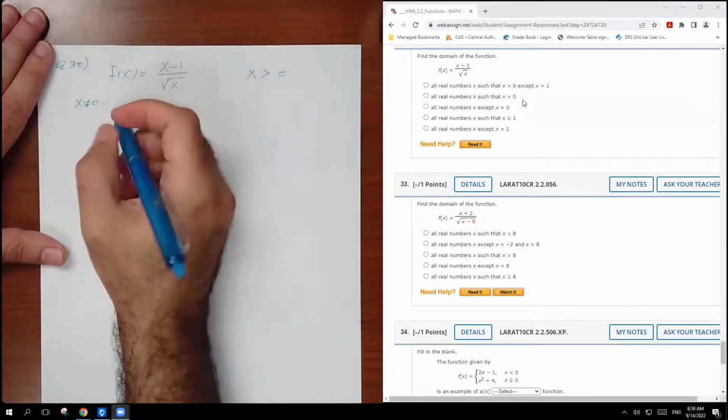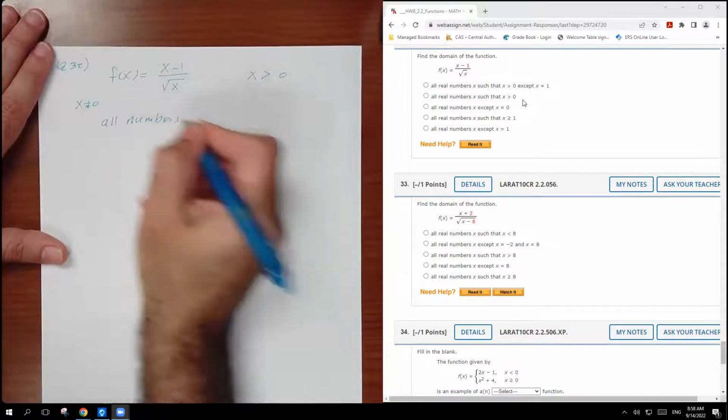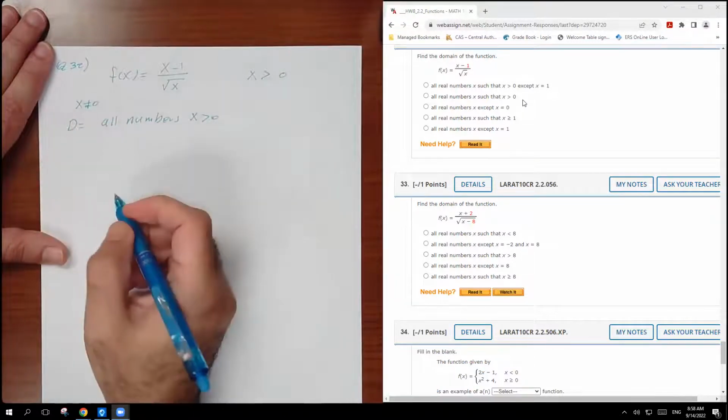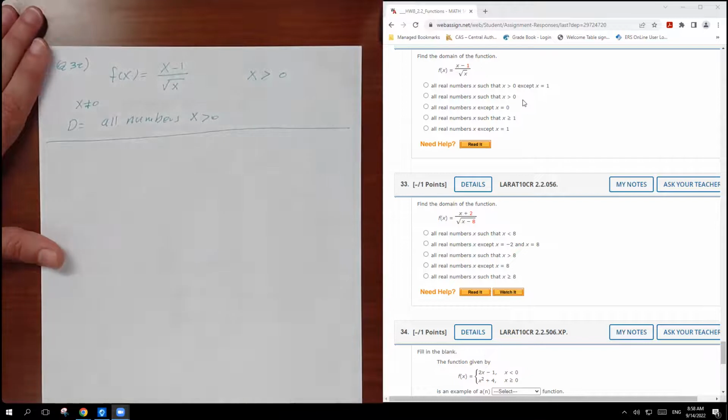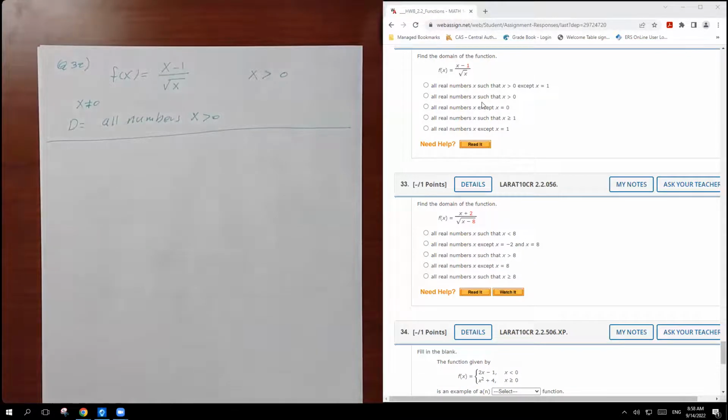So all numbers x greater than 0. This is the domain. That's it for this question. All the numbers, you see here, x greater than 0 and x not equal to 1. We can't choose this one. All real numbers x such that x greater than 0. That's it for this question.